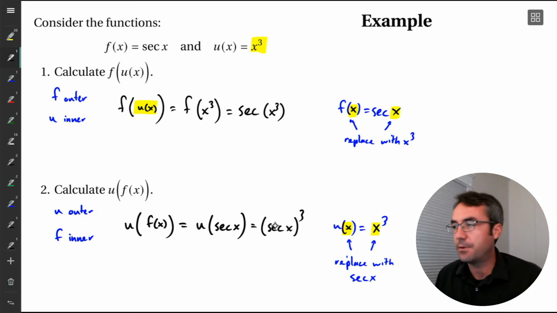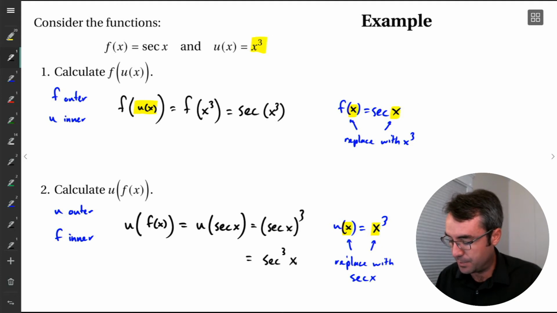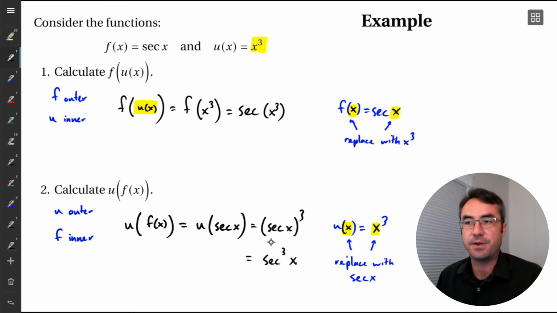Now, we can rewrite this. Sometimes we rewrite these powers of trig functions, putting the actual exponent on the trig name. So we would normally write this as secant cubed like this. But it's fine to leave it like this: secant of x all cubed. All right, so that's a little practice there actually calculating the composition.